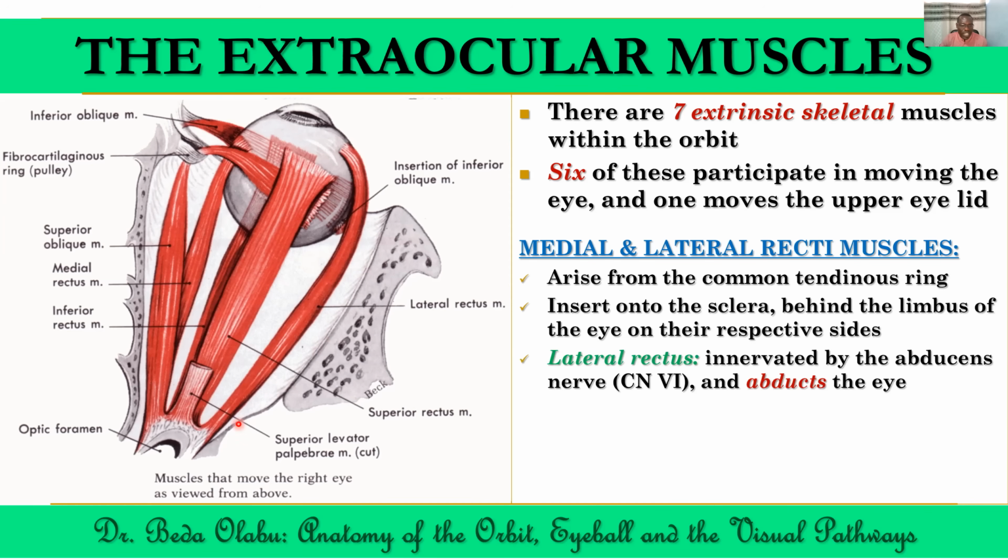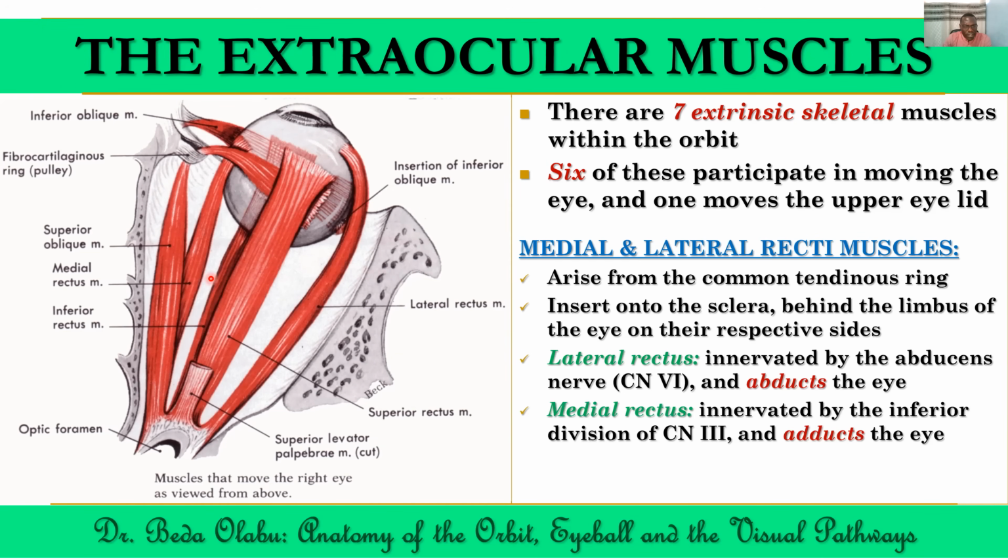Now, the lateral rectus muscle, this one, is innervated by the abducens nerve. This is the sixth cranial nerve. The contraction of the lateral rectus muscle will cause this pupil to move that way, and we call that abduction. That is why the nerve is also called abducens.